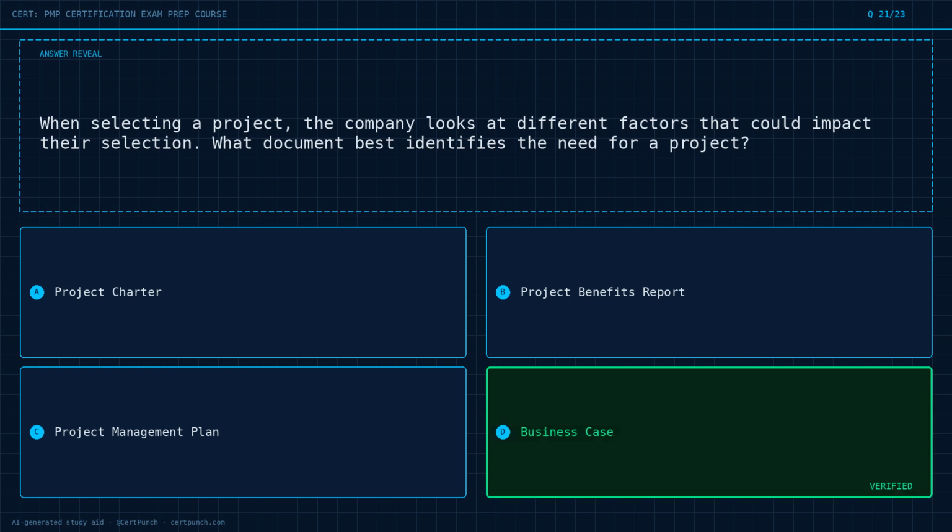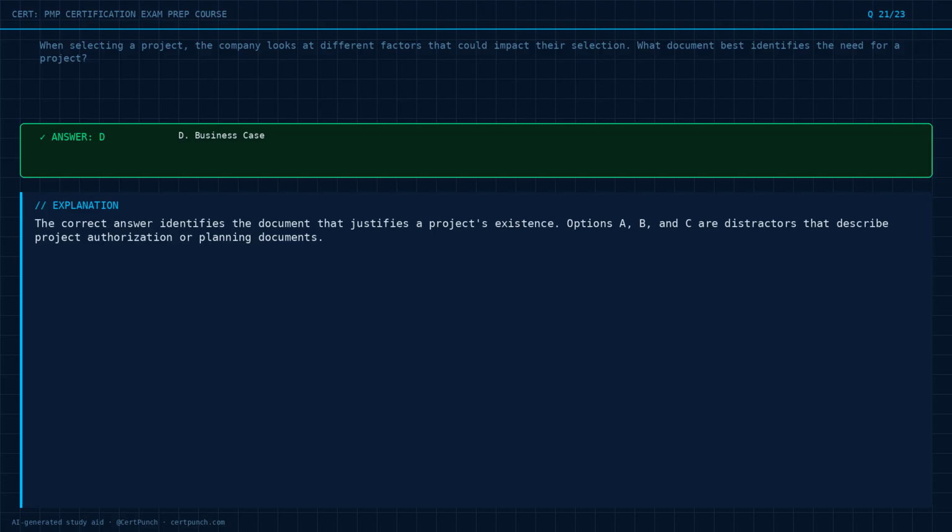The answer is option D. Key cue. The correct answer identifies the document that justifies a project's existence. Options A, B, and C are distractors that describe project authorization or planning documents.